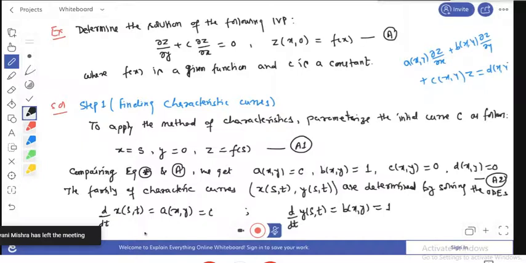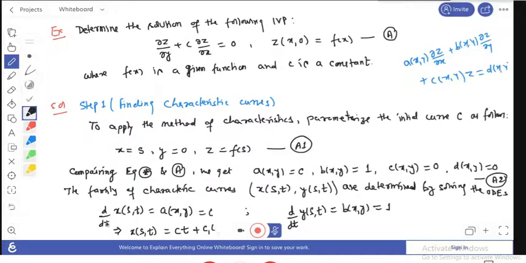So the solution of this equation, x of s, t: we integrate this with respect to t, so this is c with a constant, c t, plus some integration constant. That constant, suppose c1, is not a function of t, because if it were a function of t, you could not call it a constant. So that constant is a function of s only.